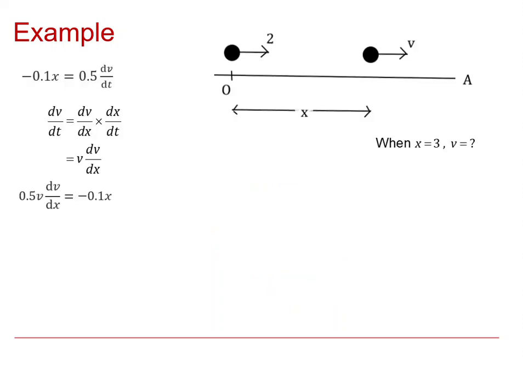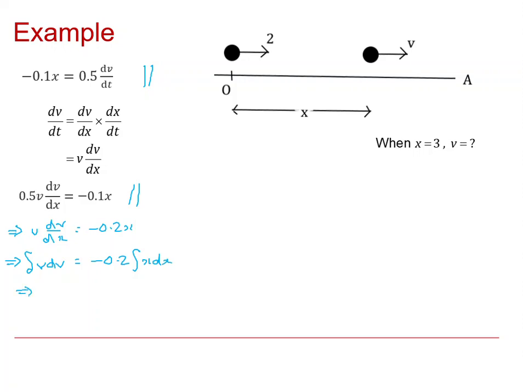So our first thing to do then is to take our equation, which was in this form, and rewrite it with dv by dt changed to dv by dx. Well, an obvious simplification is to multiply by 2, so that we get v dv by dx is equal to minus 0.2 times x. And then if we separate the variables, we'll get the integral of v dv is equal to minus 0.2 times the integral of x dx.